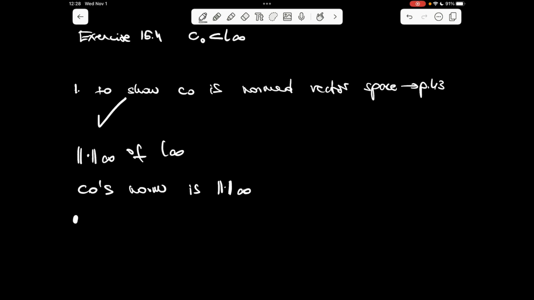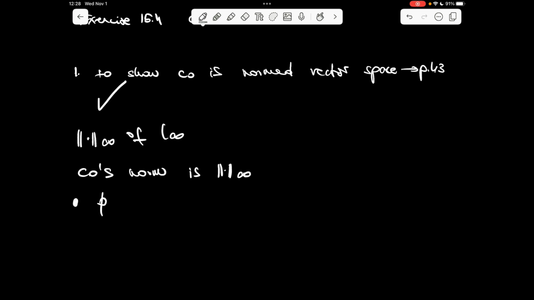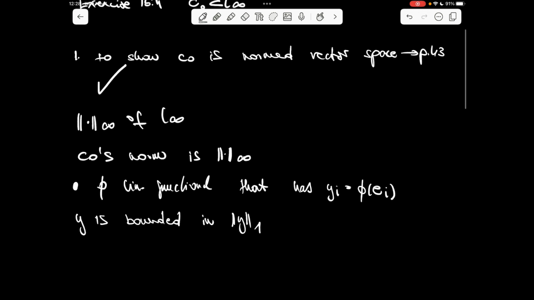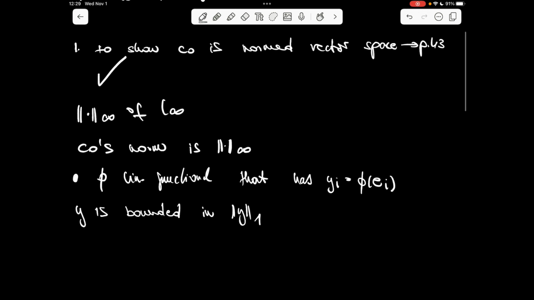So the first, we have a linear functional that has a sequence representation in this form, and we need to see that the sequence y is bounded in this norm, because this is the norm of the space L1 in which the linear functional is supposed to lie.